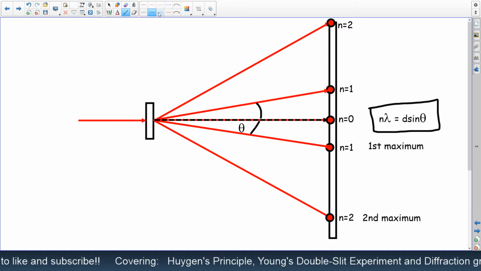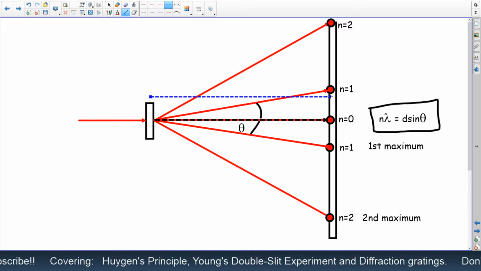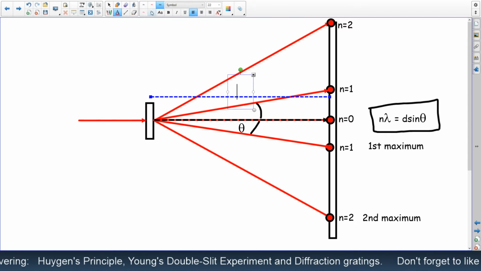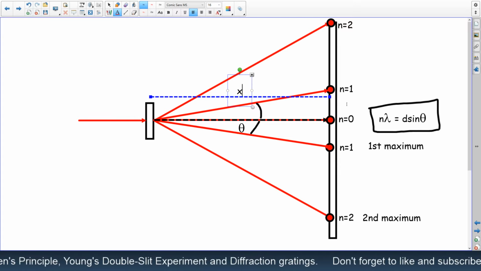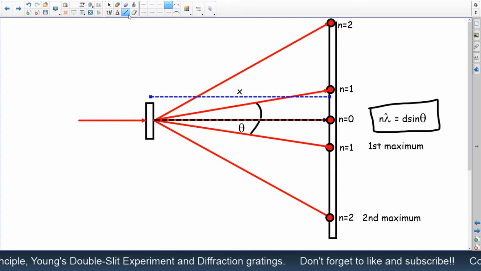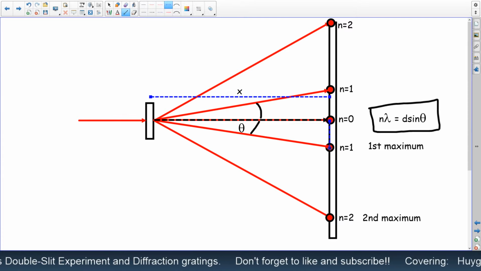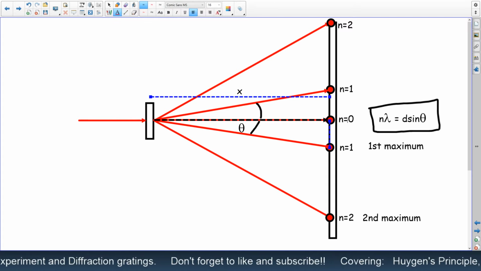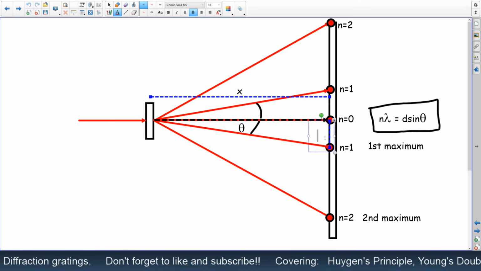Then all I need to do is measure the distance from the screen to my diffraction grating. We'll call that x, the x distance here. And then all I'll have to do is measure the distance from the central maximum down to my first maximum. So from my n equals 1 point to my n equals 2 point. Let's call that y.